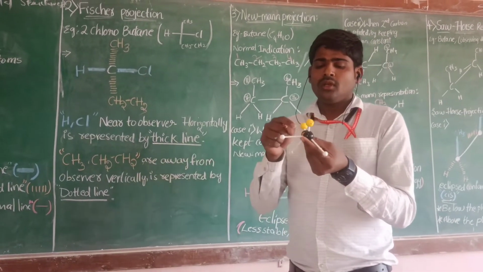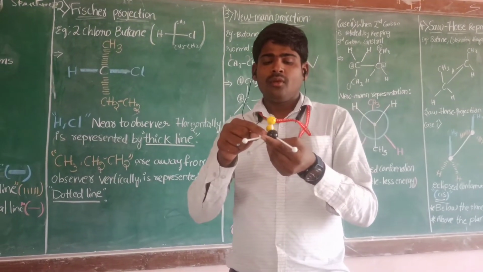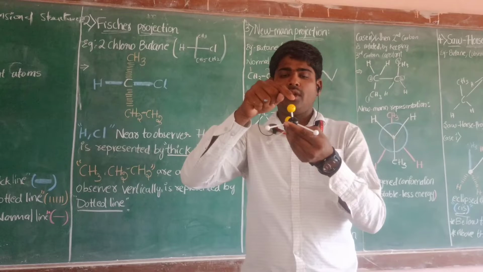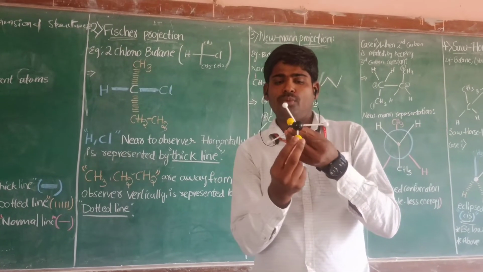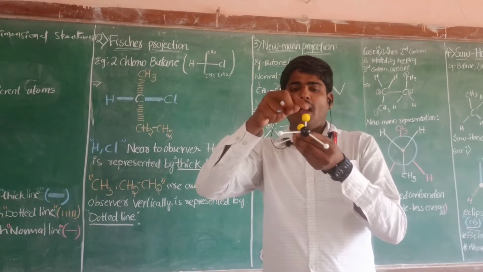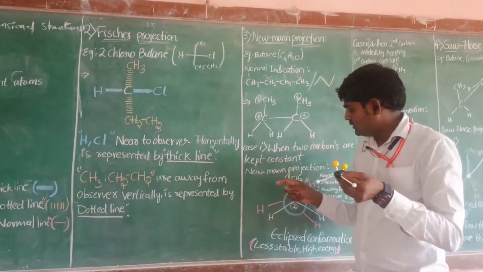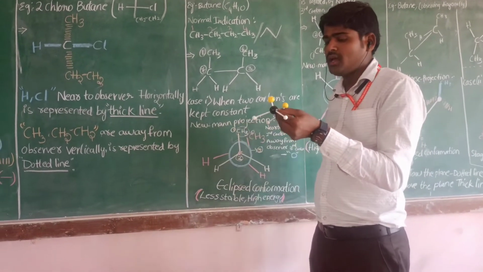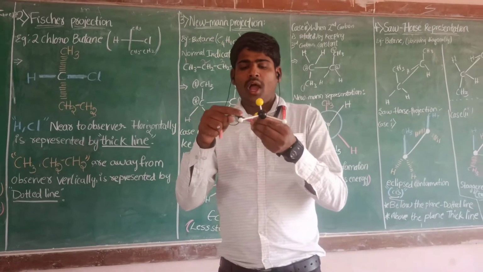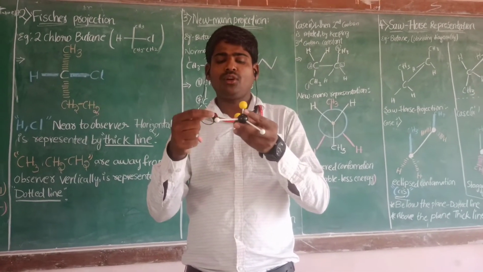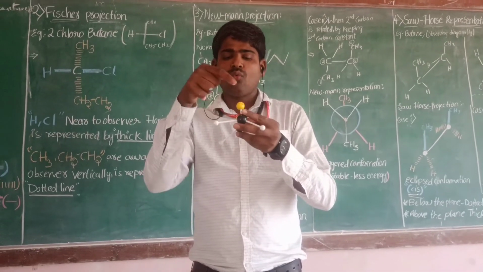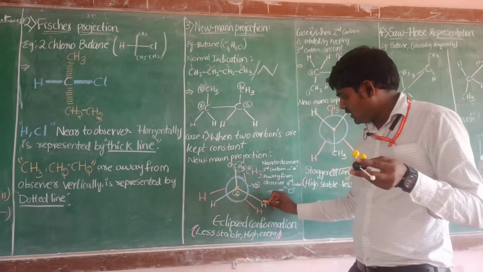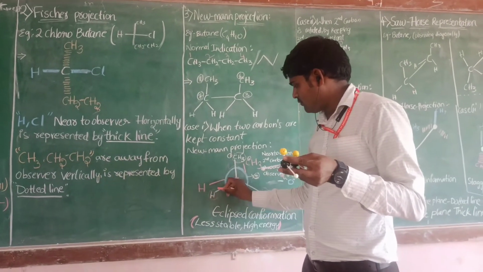Now the second carbon has one methyl group attached, in the above position. Here is the above position, and this is the below position. So the second carbon's above position is a methyl, and the second carbon has two more atoms attached: one hydrogen on the right-hand side and one hydrogen on the left-hand side.